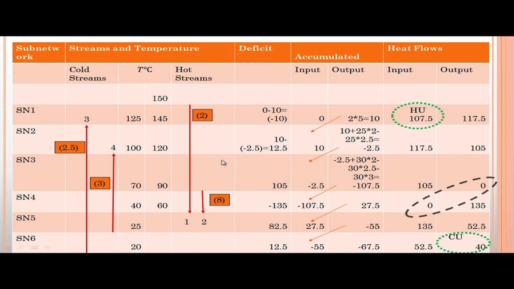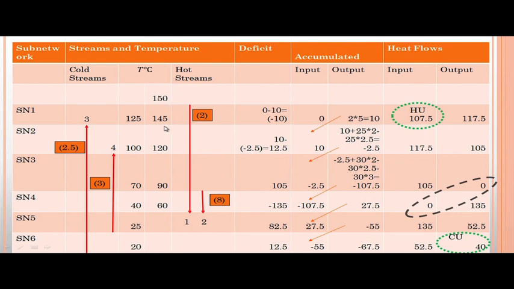What are we getting from here? So, subnetwork 1, if we start from the highest temperature, in that range we find that one hot stream is to be cooled from 150 to 145 degrees Celsius.